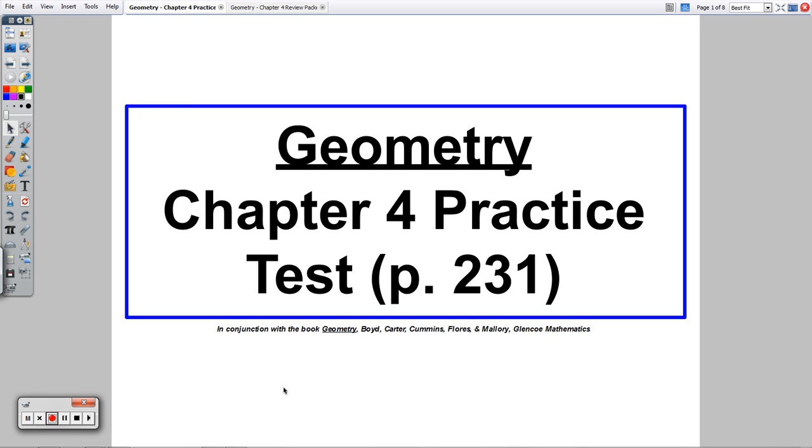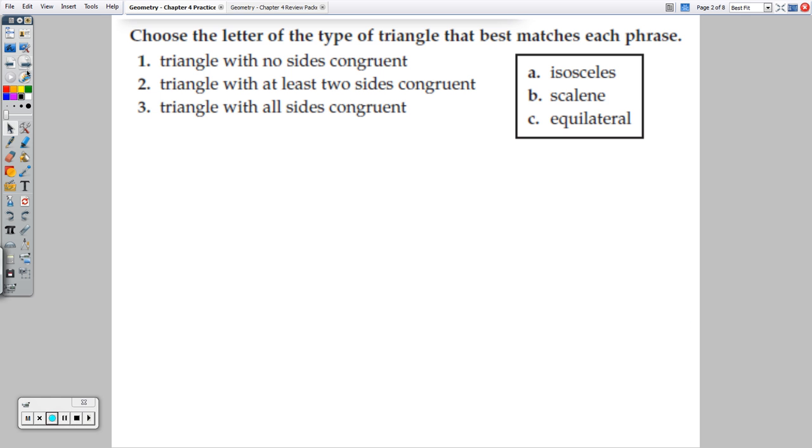Welcome, geometry students, to the Chapter 4 practice test. You can find it on page 231. We'll get right into it. Start with number 1 here.